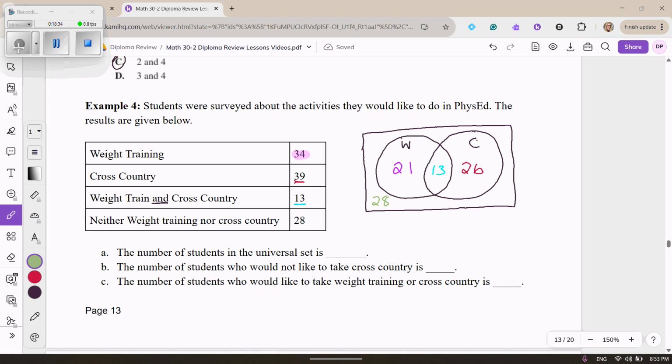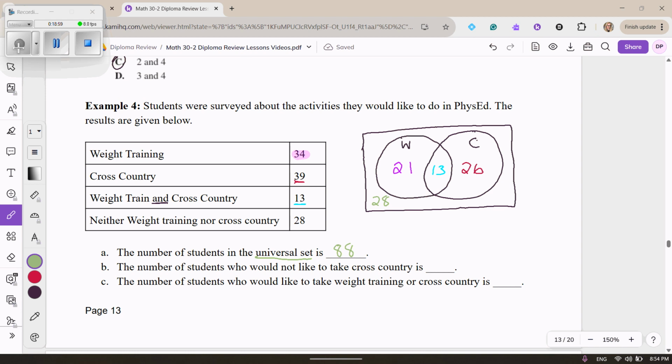So it says the number of students in the universal set. Universal set means we add up everybody in the Venn diagram. So 28 plus 21 plus 13 plus 26. 88. Notice that there's not really a way that we could have got that number from the original table. So putting it into our Venn diagram is very important.